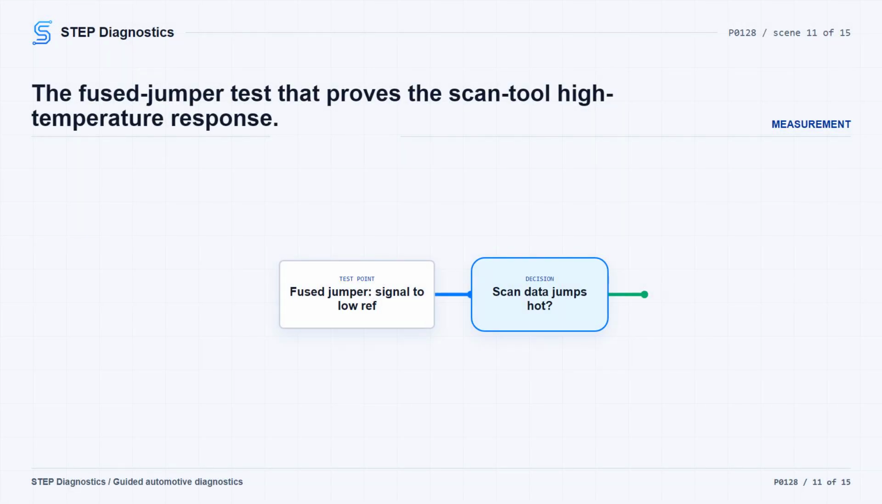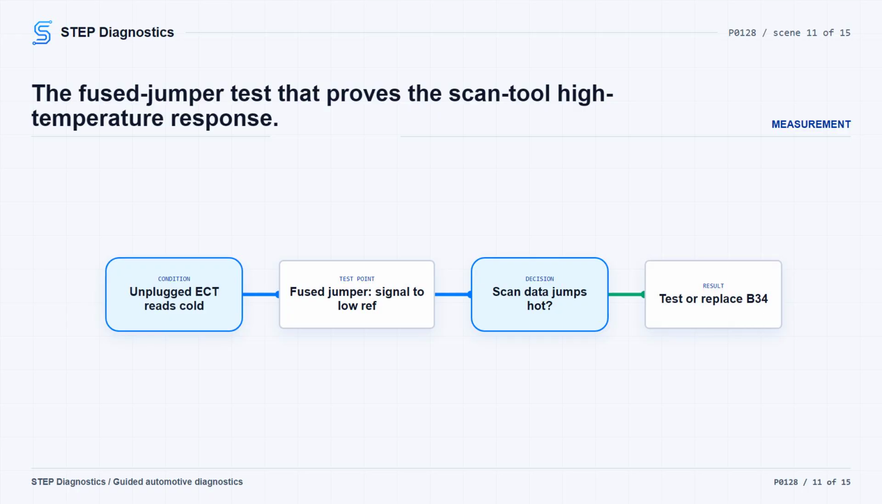If the disconnected sensor reading is colder than -39 degrees Celsius, -38 degrees Fahrenheit, connect a 3 amp fused jumper wire between signal circuit terminal 2 and low reference circuit terminal 1. The scan tool ECT sensor parameter should now be warmer than 149 degrees Celsius, 300 degrees Fahrenheit. If it is warmer than 149 degrees Celsius, 300 degrees Fahrenheit, test or replace the B34 engine coolant temperature sensor.